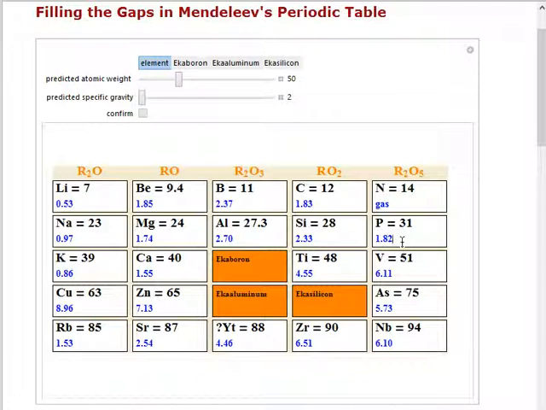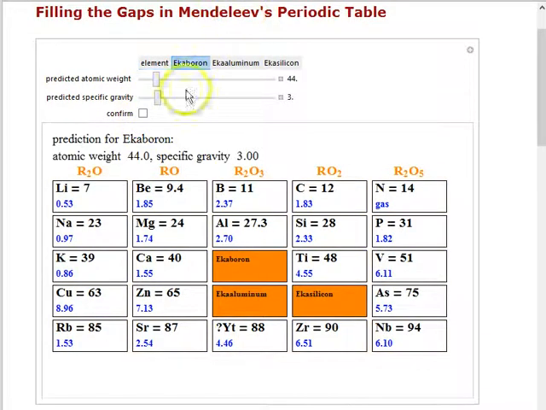So the specific gravity is 3.05 and the weight that we estimated was 44. Let's do that. Okay, I'm going to change this predicted atomic weight to say 44. There you go, and predicted gravity to be 3. Yeah, because there's no 3.05, so I'll make it 3.1. Or let's stick to 3 at this point. Okay, and then you click on Eka boron.